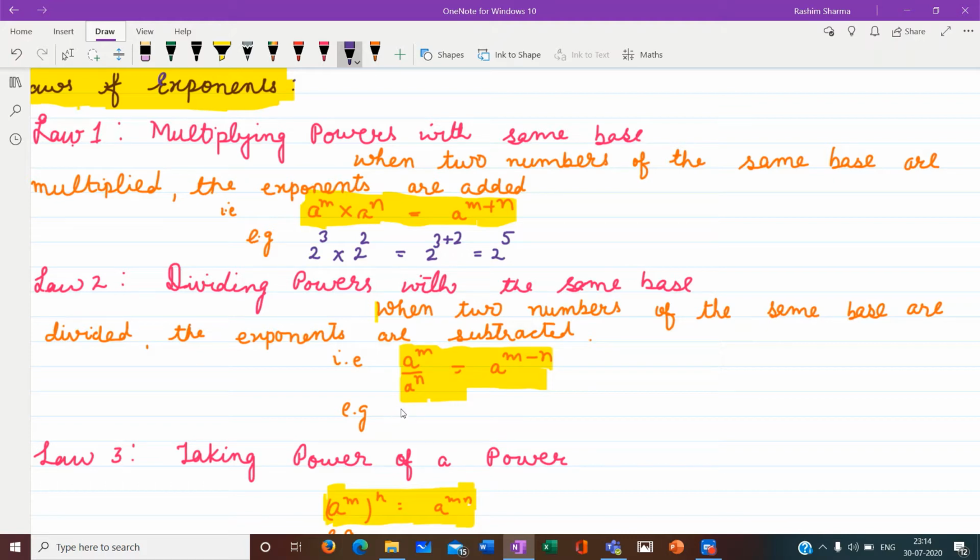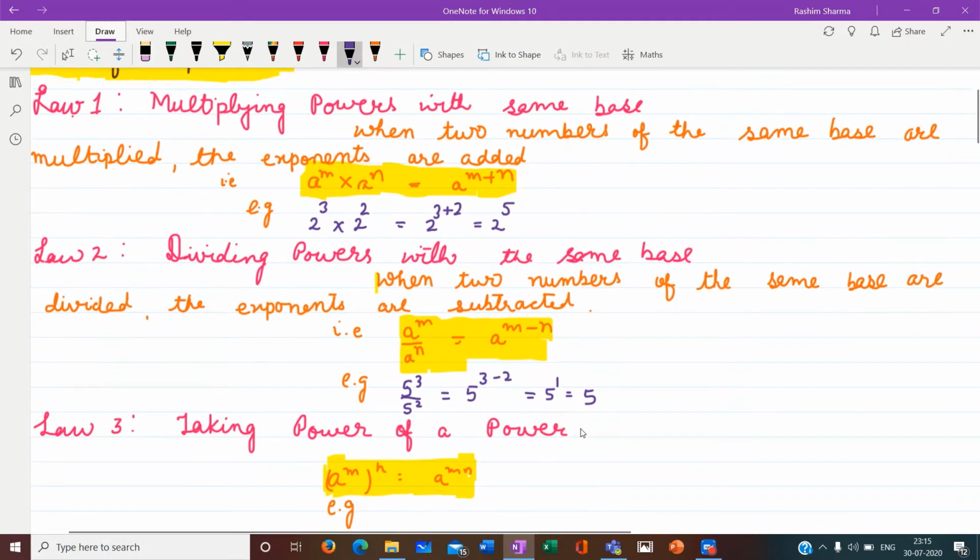So let us take an example. If we have 5 raised to power 3 upon 5 raised to power 2. What does this mean? It means we have to subtract the powers. 3 minus 2. So 5 raised to power 1 means 5 is the answer. Okay. Let us come to third law.